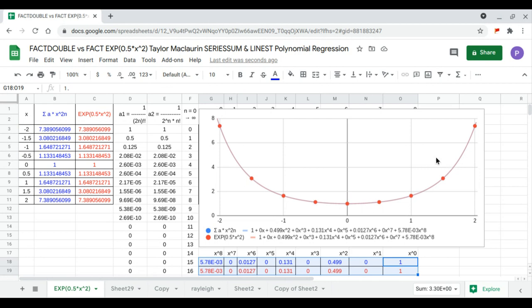This completes the use of double factorial and factorial to generate a trend line and data set of exponent 0.5 times x squared in Taylor-Maclaurin series sum and Linest polynomial regression.